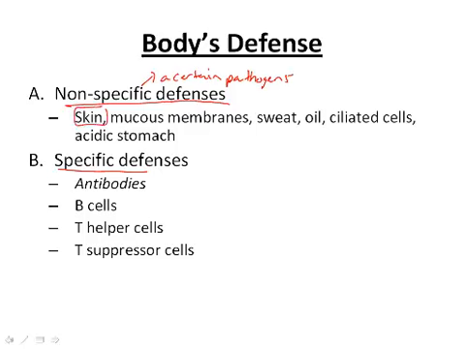So this is our skin, mucous membranes, sweat, oil, ciliated cells, acid in our stomach. So for example, if we ingest some sort of bacterium, hopefully that low pH, that acid in our stomach, will break down that cell, will kill the bacteria. But we also have specific defenses that are a lot more beneficial. I would just write down these 4 cells, and we'll talk about what they do in a second. So you might want to pause it to get it down because we're going to move on.